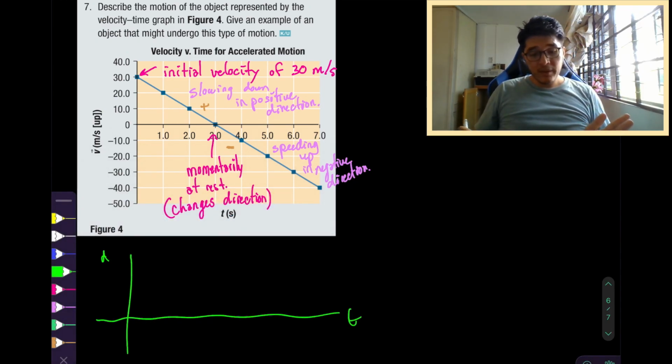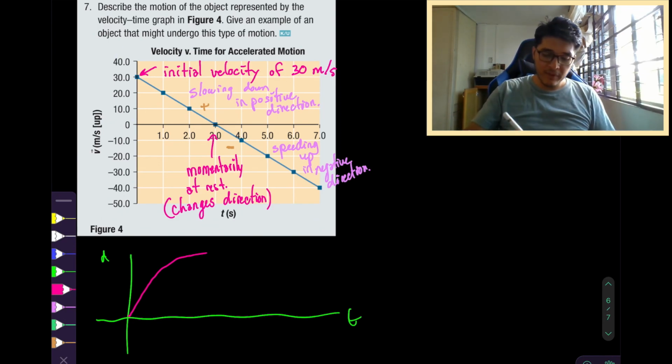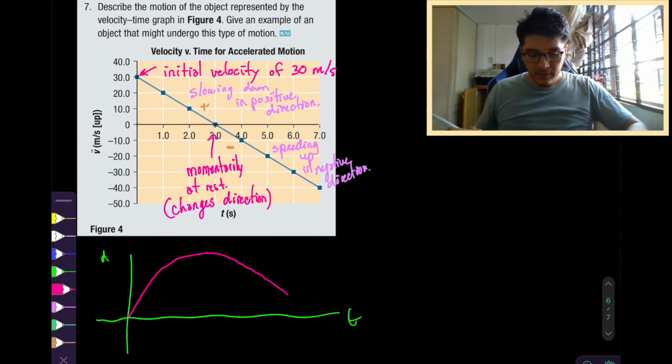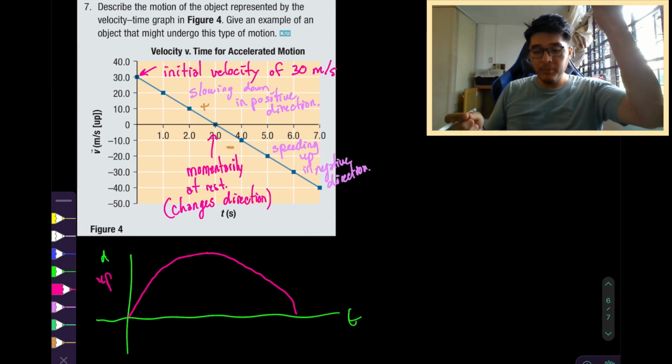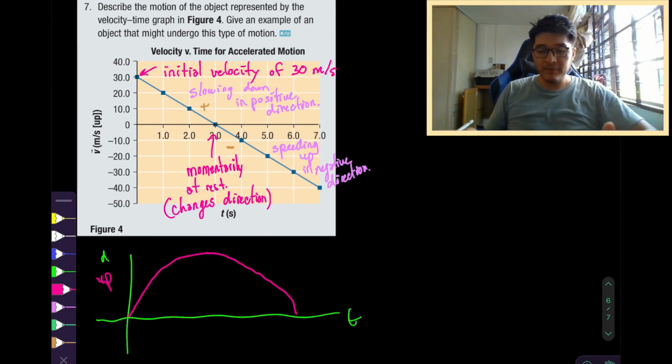So the position time graph, an object is thrown upwards while slowing down. Once it reaches its maximum height, it's momentarily at rest, so the tangent will be 0. Then it falls back down while speeding up. So that's what it will look like. In this case, we have an object going upwards, then changing direction as it falls down.